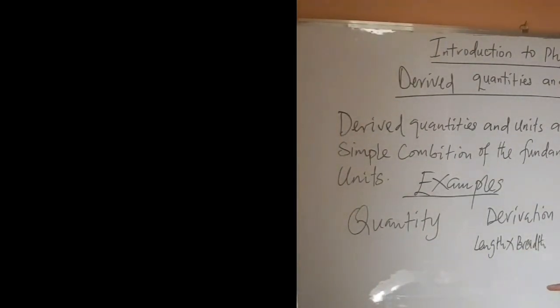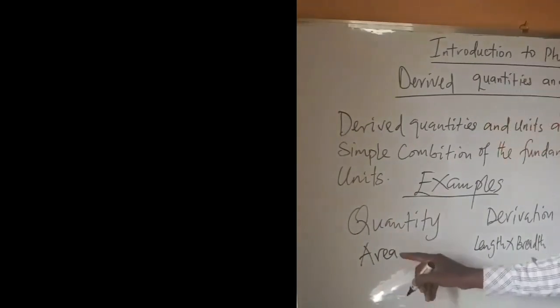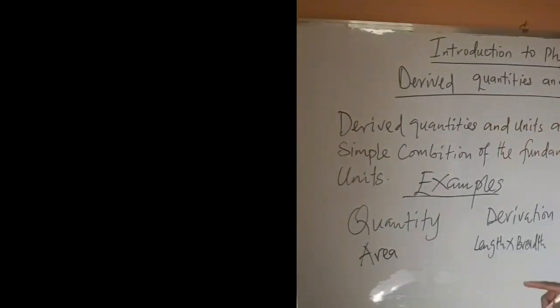So now length times breadth. Mathematicians have told us that length multiplied by breadth is area. So the quantity is area, the derivation is length times breadth, and the unit is meter square.